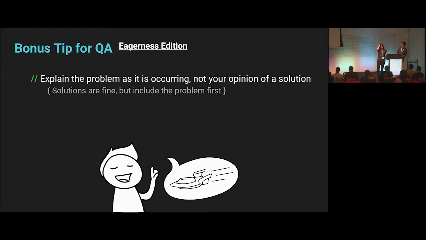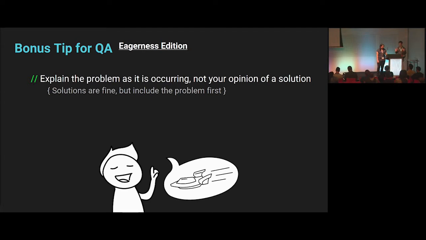Bonus tip for QA. A lot of the time, people will state the solution without stating the problem first. It's always good to explain what the actual bug is first before trying to figure out a solution.